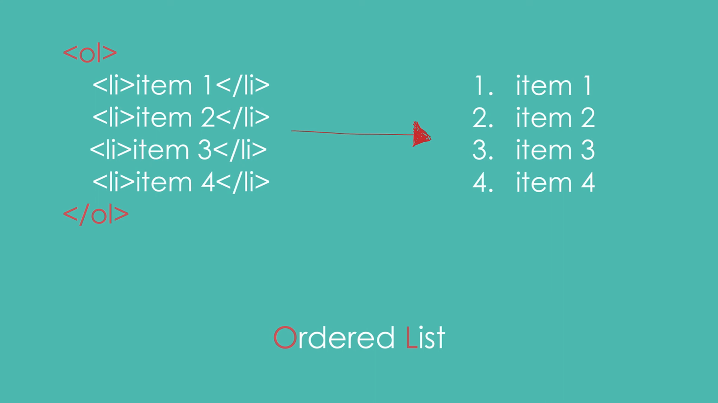Whether they're 1, 2, 3, 4, A, B, C, D, or Roman numerals, that's part of the styling. By default, all browsers render them as 1, 2, 3, 4, but you can use CSS to make it render as a different kind of ordering, like the alphabet or Roman numerals.